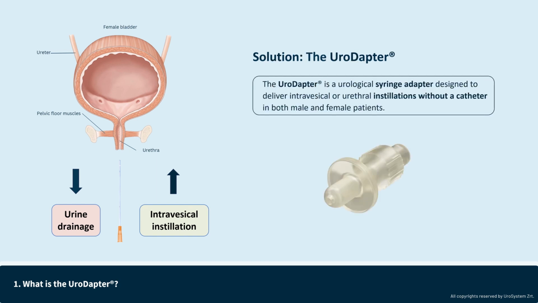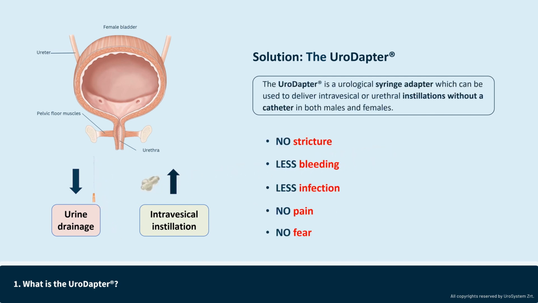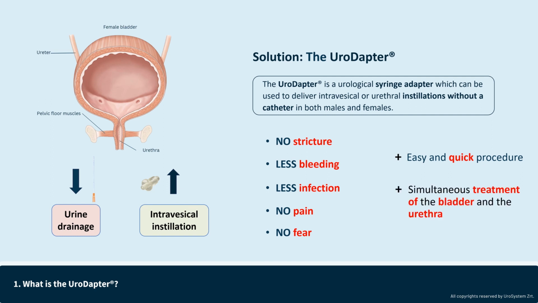The solution is the UroDapter, a urological syringe adapter designed to deliver intravesical or urethral instillations without a catheter in both male and female patients. With UroDapter, we can avoid causing urethral strictures, there is significantly less bleeding and infections, and the instillation becomes completely painless. Therefore, patients will experience no fear before instillations. Furthermore, it's an easy and quick procedure and allows the simultaneous treatment of both the bladder and the urethra, which is not possible with a standard catheter.